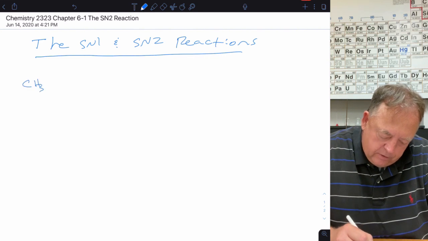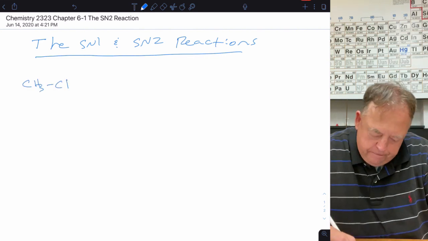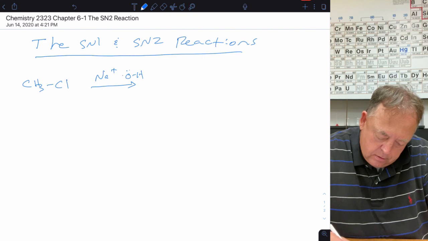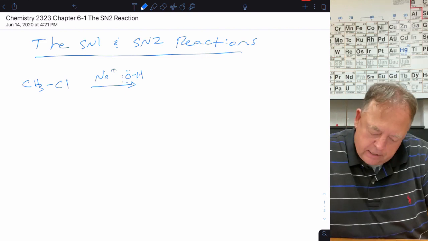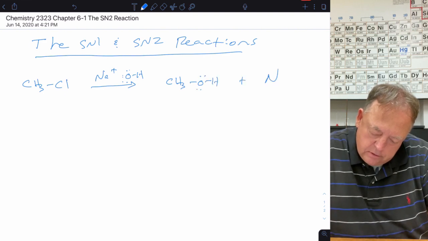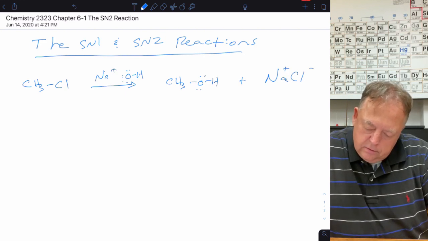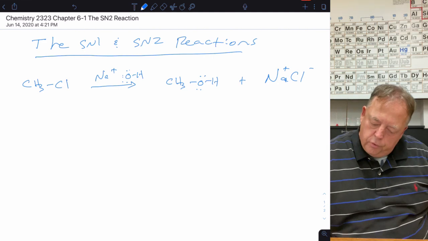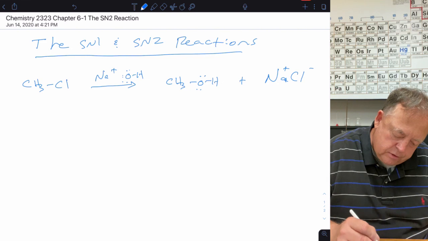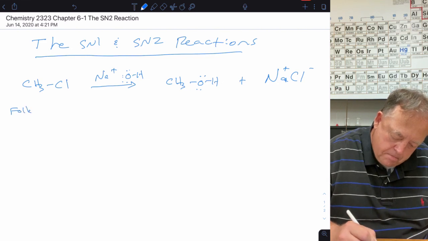So for example, if we had methyl chloride and we took that and reacted it with something like sodium hydroxide, then what comes out of this reaction is CH3OH, so methanol, plus sodium chloride. Okay, so let's go through how that reaction occurs. So this reaction is what's known as an SN2 mechanism.